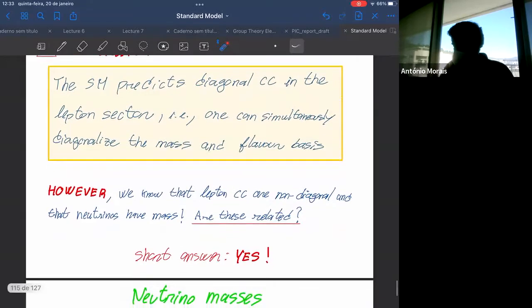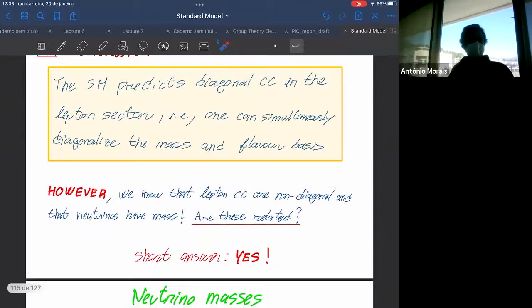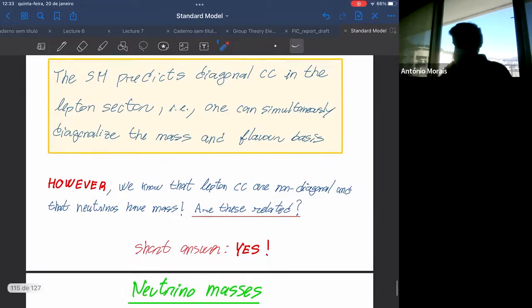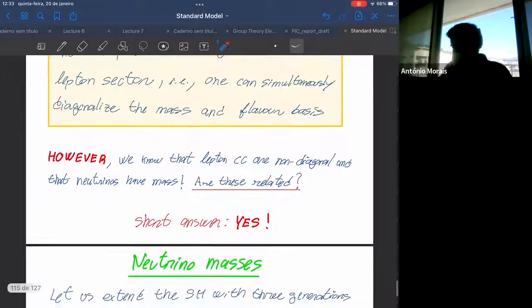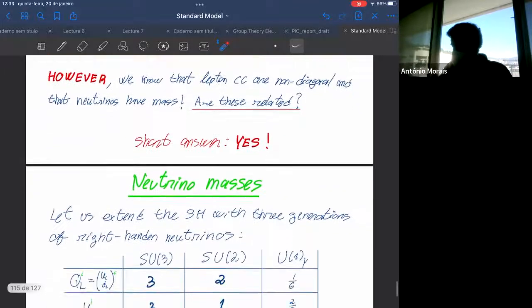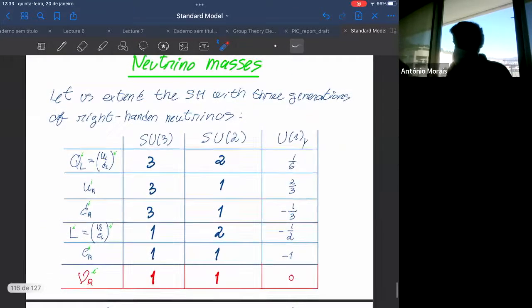So we need to add neutrino masses. And this is already beyond the standard model, a little bit beyond the standard model. I think this is the obvious beyond-standard-model part. I will stick to this part, the neutrino masses, but looking from the perspective of flavour physics. So let's extend the standard model with three generations of right-handed neutrinos.